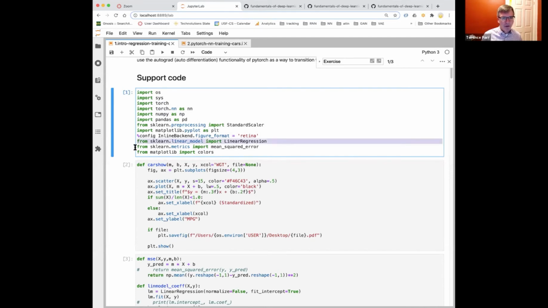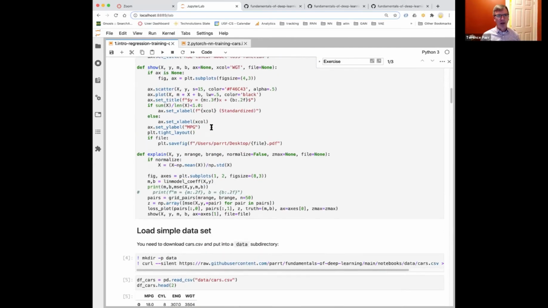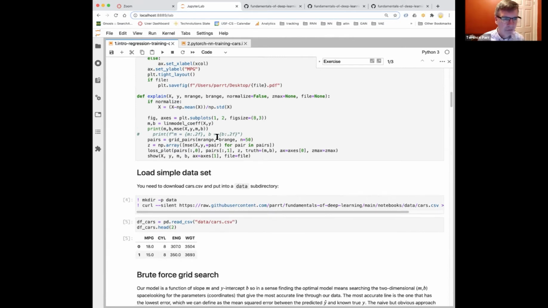I think I'm using the scikit-learn regression models just to check my work and to draw some lines. Okay, so this is all just my supporting code for graphics and so on.